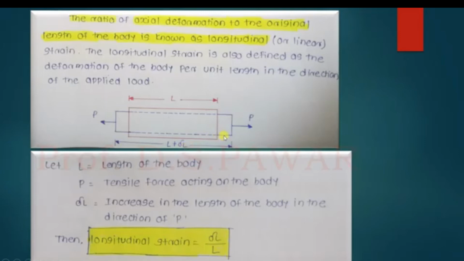So this is the change in length. This length increase is delta L. This is the total length plus delta L, the increased length due to the tensile load applied. Here you can see, let L be the length of the body, P the tensile force, and delta L the increase in the length of the body in the direction of P. Then we can write: longitudinal strain is equal to the change in length, or axial deformation along the length, divided by the original length of the body. So this is about the longitudinal strain.